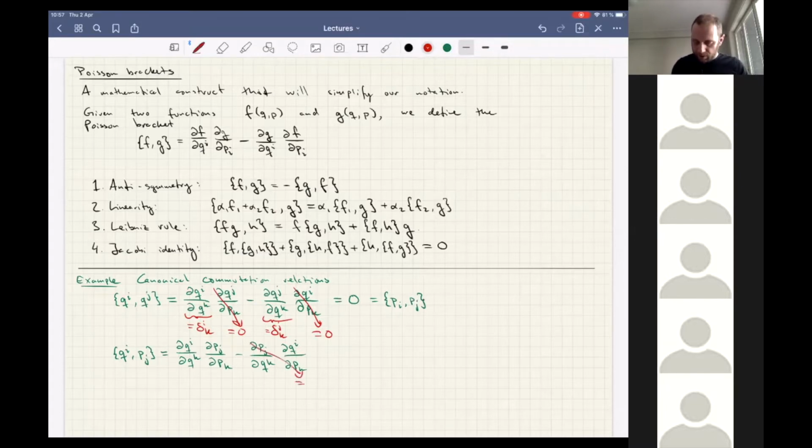So this term is 0. However, in the first term, we just discussed that this is delta ik, and this, for the same reasons, is going to be delta kj. And when you do the sum over k here, we find that this is delta ij, which means that the Poisson commutator between a generalized coordinate and its own canonical momentum is 1, and with any other canonical momentum is 0. So these are called the canonical commutation relations.